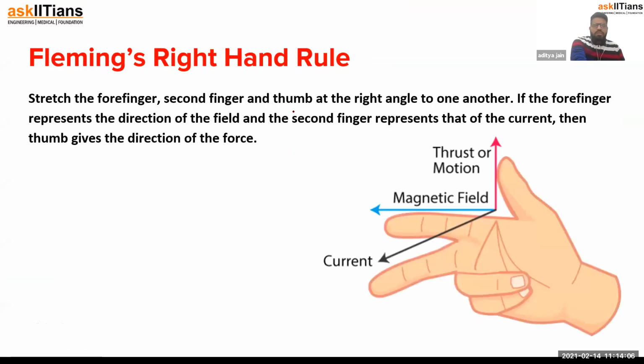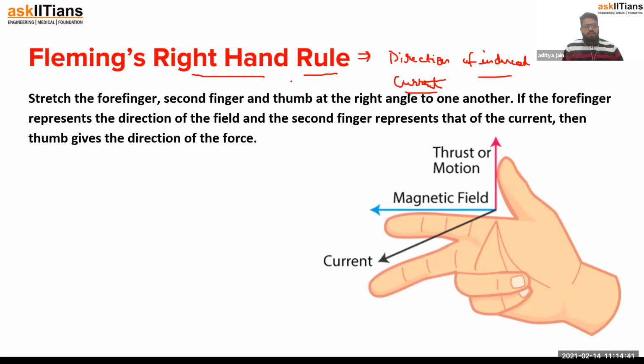Now let's start with Fleming's right-hand rule. What does this rule give? This rule basically gives you the direction of induced current. What is induced current? We have already seen in the last class. Whenever there is a change in magnetic field with time, that will produce an induced potential difference, and due to that induced potential difference, a current is generated in the conducting loop. That is known as induced current. So Fleming's right-hand rule will give the direction of that induced current in the circuit.